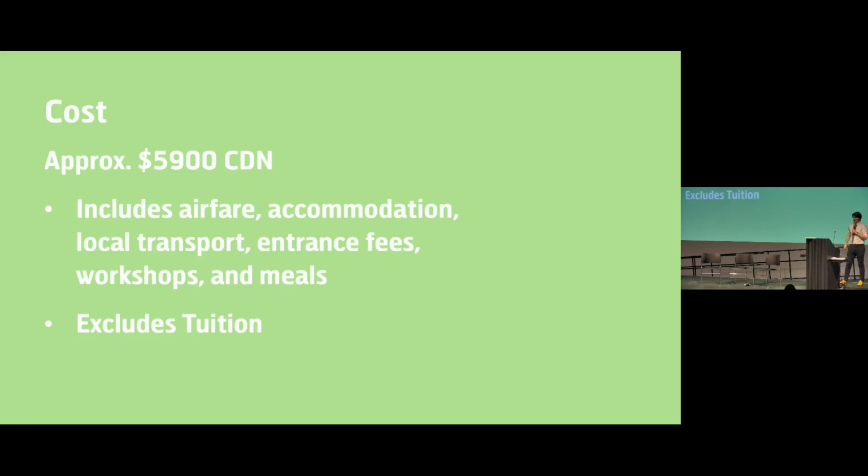The cost is approximately 5,900 Canadian, and it includes your airfare, your accommodation at NYU Berlin, the local transport while we're there, the entrance fees to get into museums and films, and the workshops. It includes the film that you're going to shoot and the rental of the cameras and the paper that we're going to print your photographs on and the time with the filmmakers, as well as your meals in Berlin. The one thing that's excluded from that are your tuition fees.